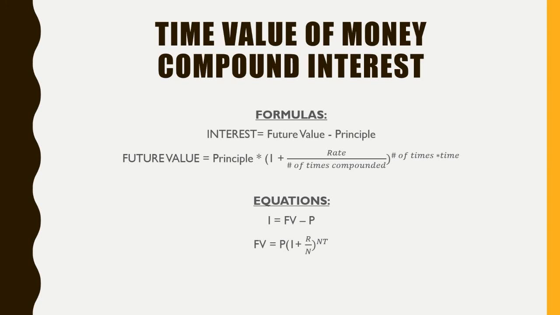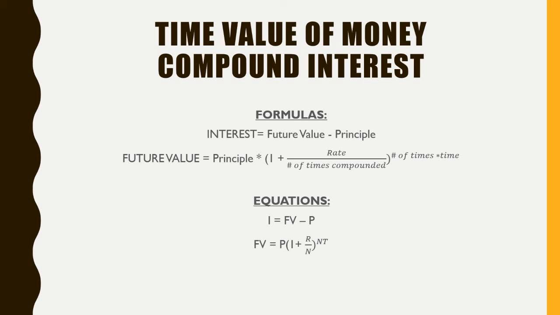Okay, so let's talk about compound interest, right? So here, this is where the calculations are going to become a little more complicated, right? Because with compound interest, what this actually does is that it takes the interest, right? And how are you going to solve for interest? The interest is going to be the future value minus the principal. So in this case, we need to solve it backwards. So instead of solving for interest, you're going to solve for future value first.